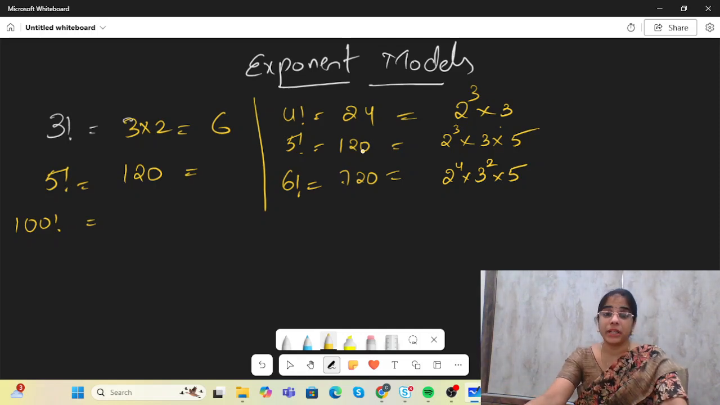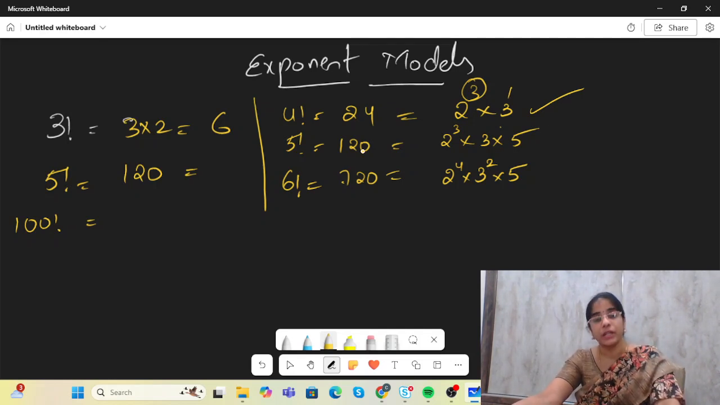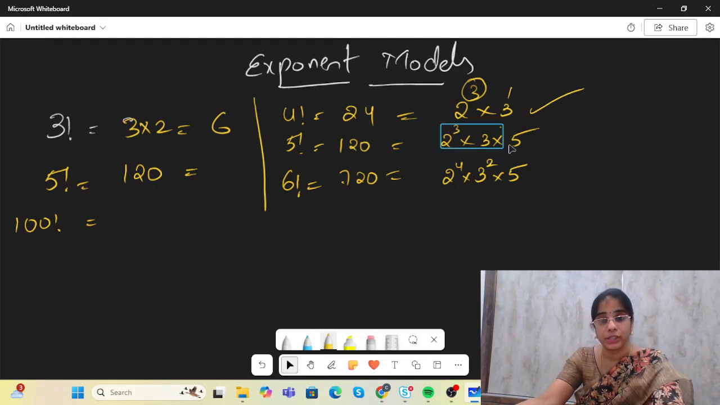So when I have a number like 4 factorial, we know that it is 24. So it is 2 cube into 3. So the power of 2 is 3 and the power of 3 is 1, or the exponent of 2 is 3 and exponent of 3 is 1. Now when I am talking about 5 factorial, that is 120, exponent of 2 is 3, exponent of 3 is 1 and exponent of 5 is 1.